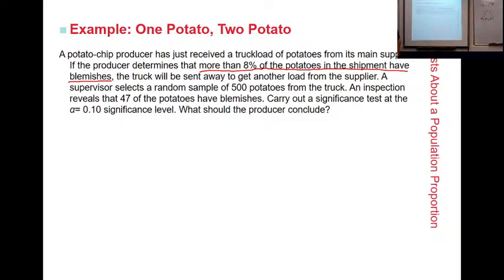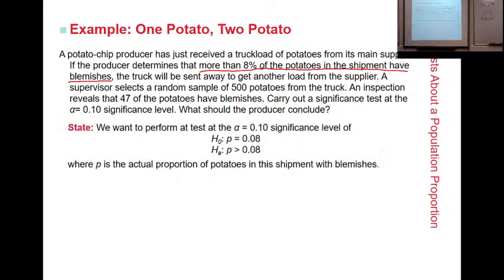Remember, your null hypothesis should be your statement of equals, or that there's no change. So our null is that P is 0.08. And our alternative is that P is greater than 0.08. So here's what we put in step 1. You're going to put your null and alternative. You're going to define the variable. What was P? P was the proportion of potatoes that have blemishes.